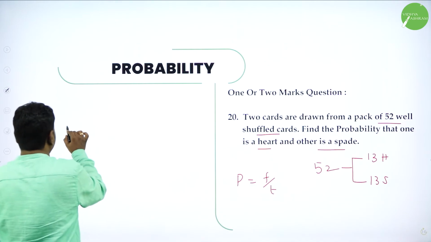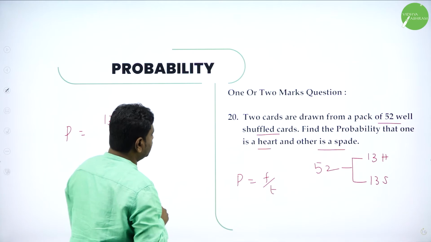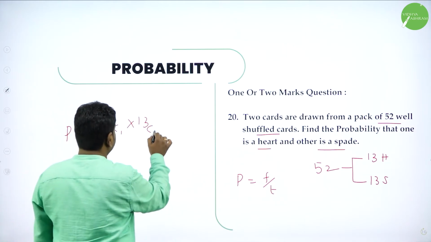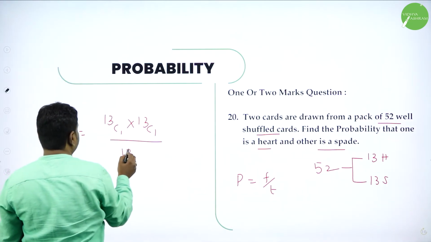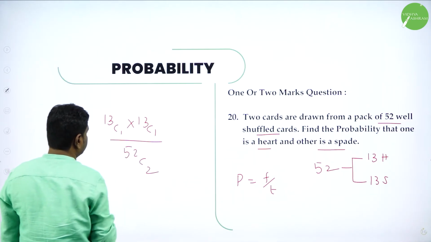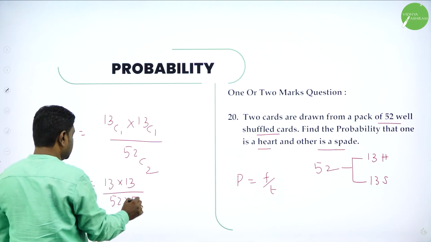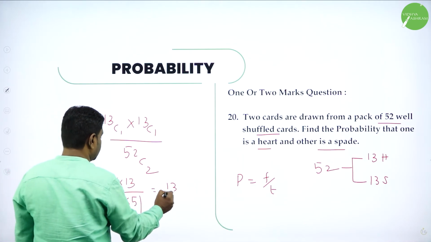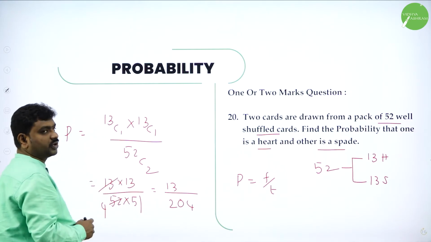So probability is what? Favorable. Out of 13 you have to select how much? 1 card. Probability 1 heart: 13 into 1, and 1 spade, 13 into 1, divided by the total number of ways in the denominator. Out of 52 cards, 2 cards can be selected. 13 into 13 divided by 52 into 51. Then use calculator and simplify this. So 13 divided by 13, 4 ones are 4, 4 5s are 20. I hope all of you understood this.